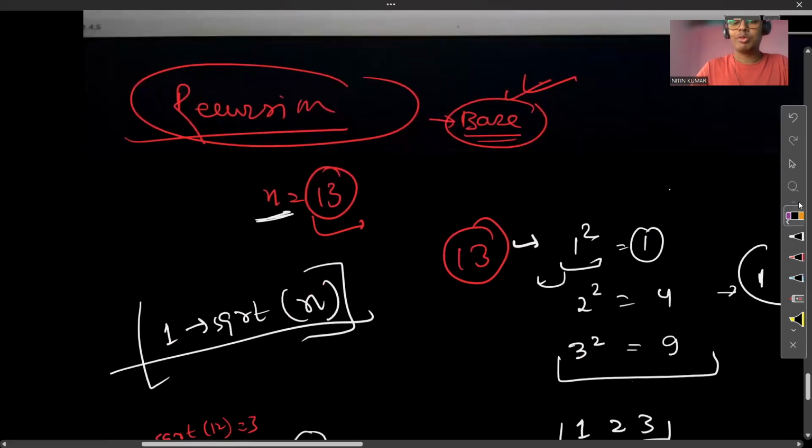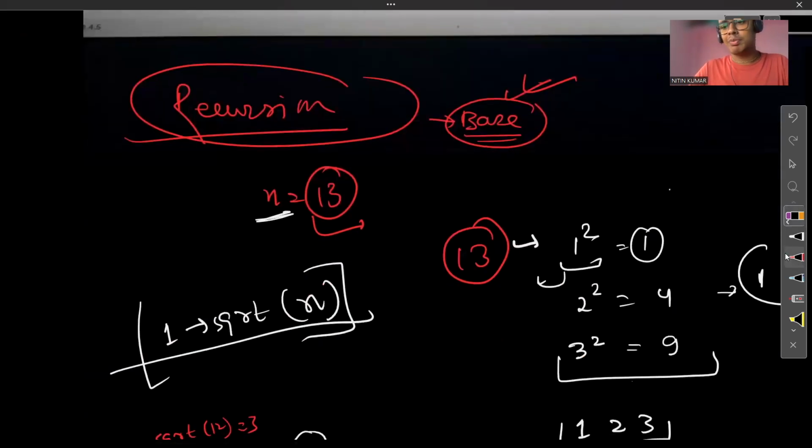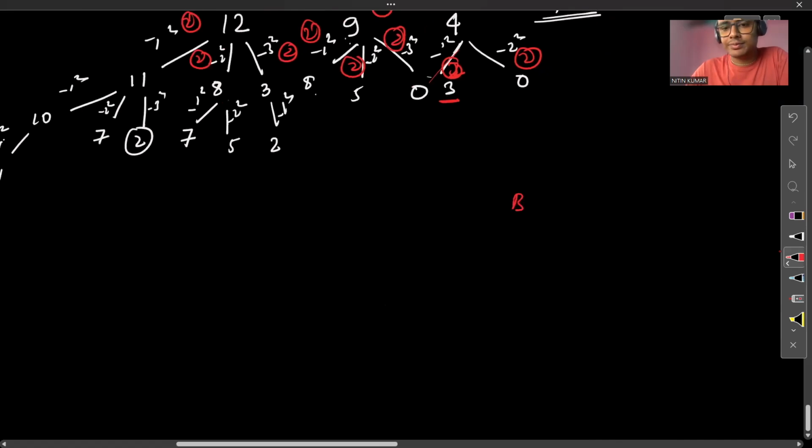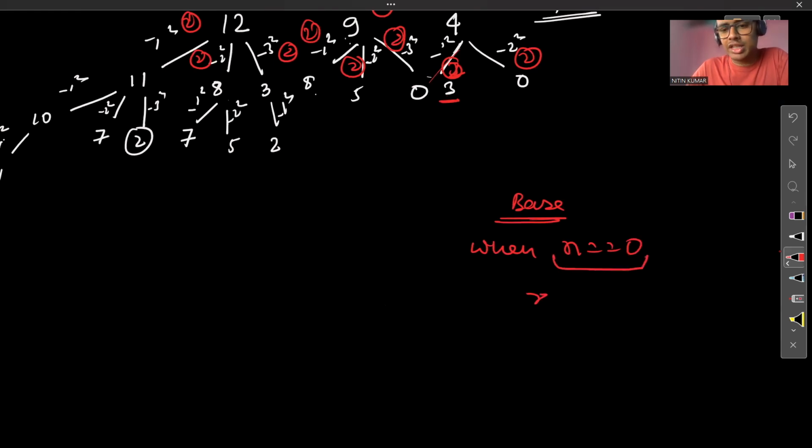Okay, sorry. So I have to keep this base case. So this base case I got now. My base case is: when n is equal to 0, then I just have to return 0, because now there is no more step to be followed. So I just return from here.